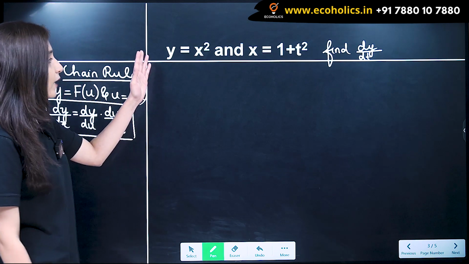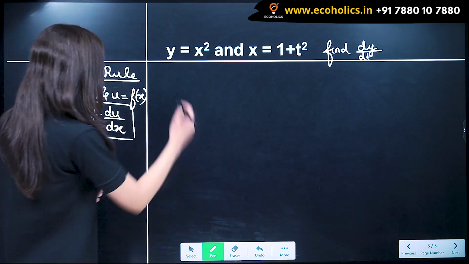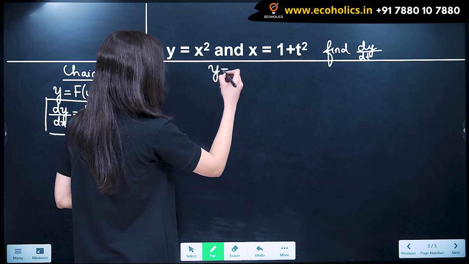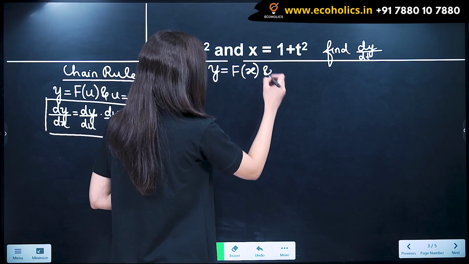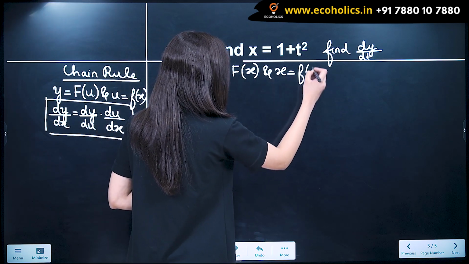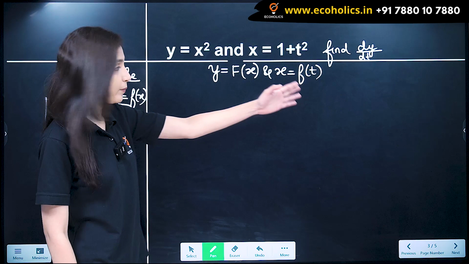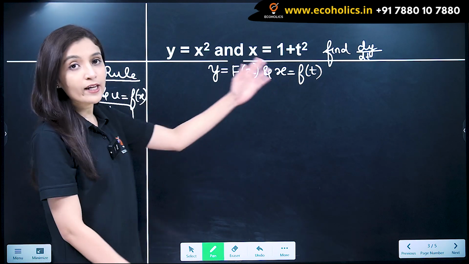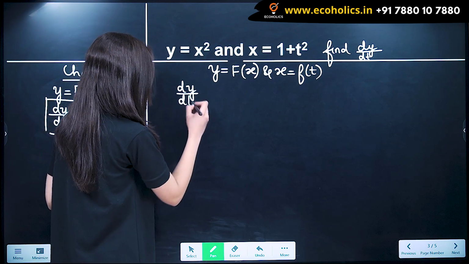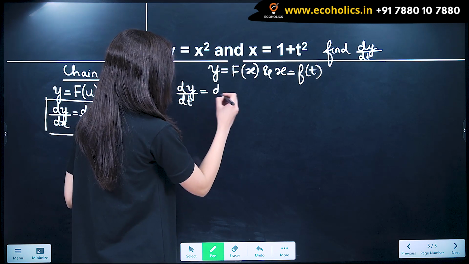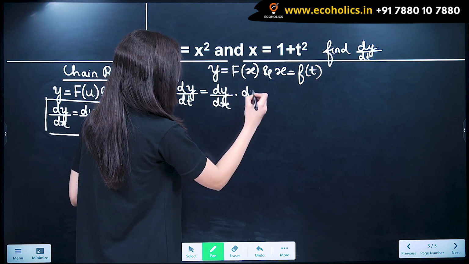Now, in this case, we have y which is equal to x square and x is equal to 1 plus t square. So clearly we can see that y is a function of x, and x is a function of t. So in this case we need to find dy by dt. So our dy by dt will be equal to dy by dx into dx by dt.